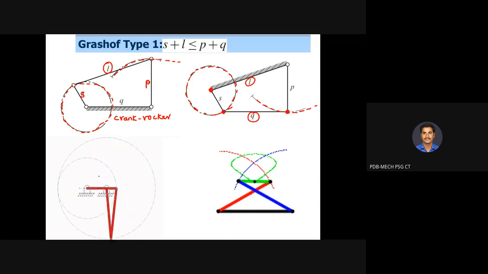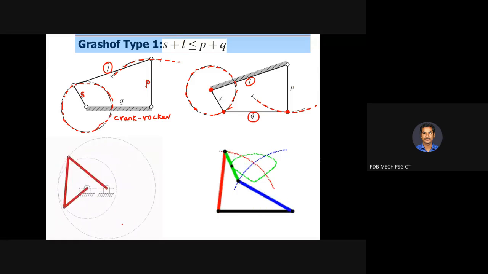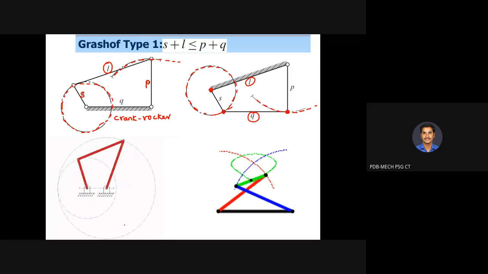So when the shortest link is fixed, what mechanism will you get, Pa?